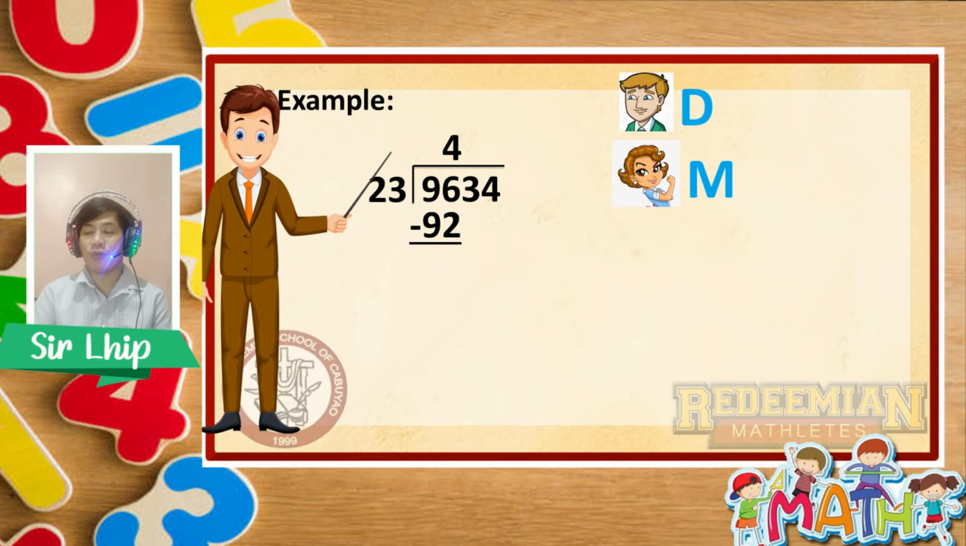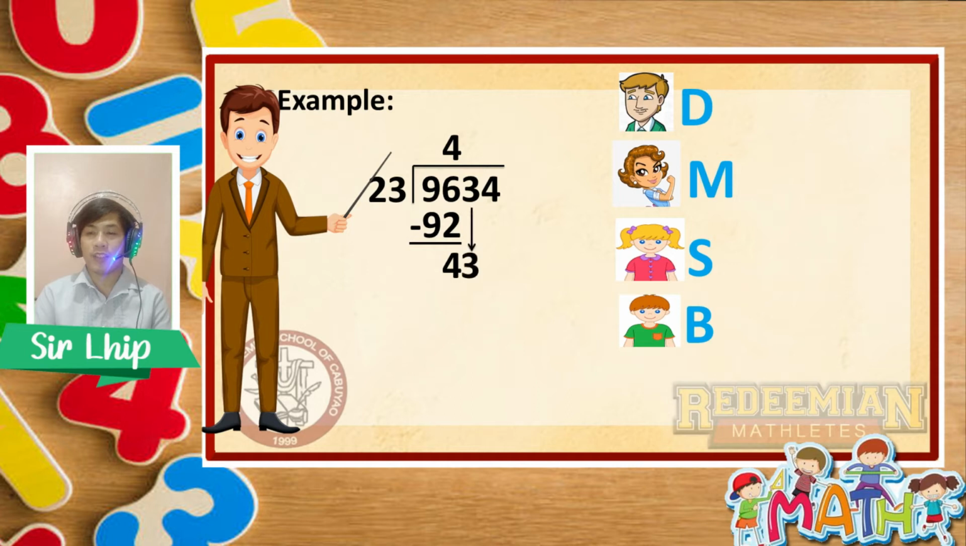Then, sister, we need to subtract. 6 minus 2 equals 4. Then, brother, we need to bring down 3. Then, repeat, go back to daddy. 43 divided by 23 is 1. Then go back to mommy. 1 times 23 is 23.